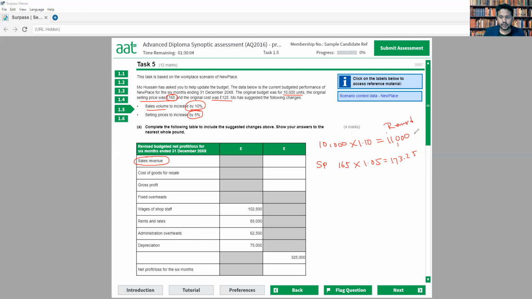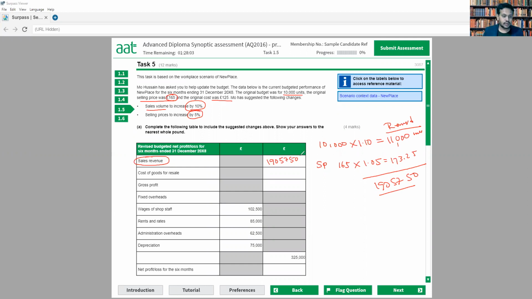So we have a new unit, that is 11,000, and the selling price is 173. So for the next 6 months, this will be the situation. How much will be the sales revenue? 11,000 times the new selling price gives us 190,575. So this will be my new sales revenue. That's my new figure.